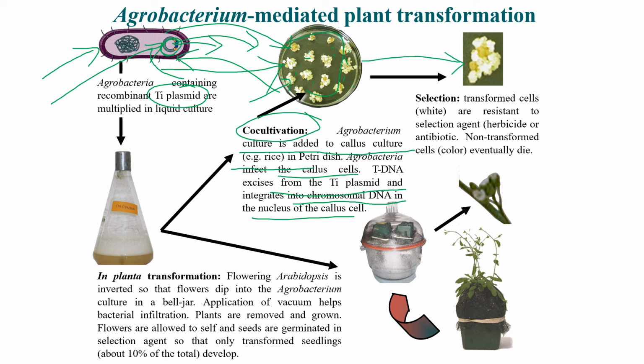So their selection is generally done by white-blue selection methodology, where transformed cells look white in color and are resistant to a selection agent, herbicide or antibiotic, and non-transformed cells eventually die. So in this Ti plasmid, we also incorporate the antibiotic resistance gene. That's why the colonies in which your desired gene has gone in will ultimately be resistant to the herbicide, because they already have the herbicide resistance gene along with the gene of interest. That's why those colonies will survive. The colonies which were non-transformed will eventually die.